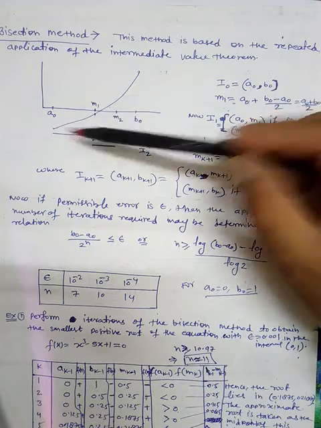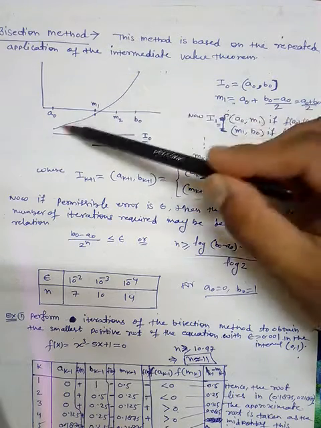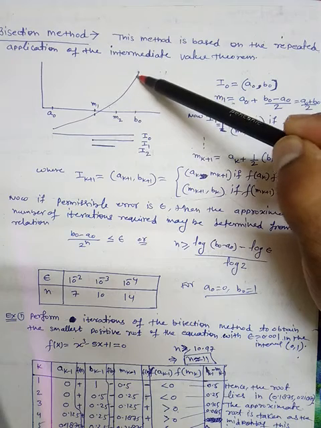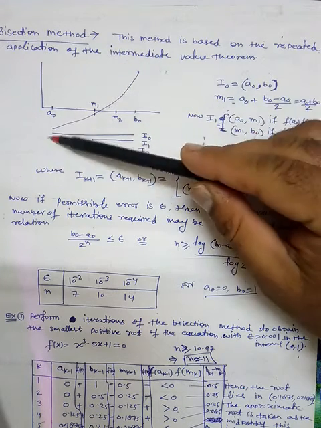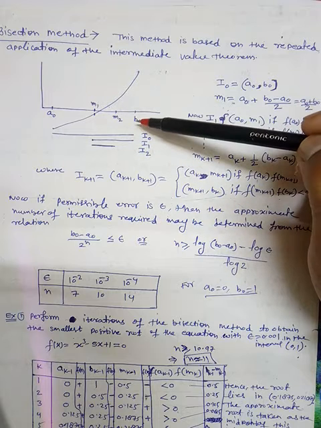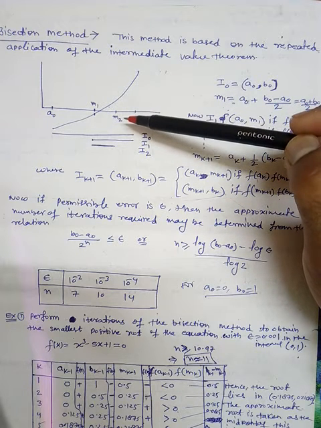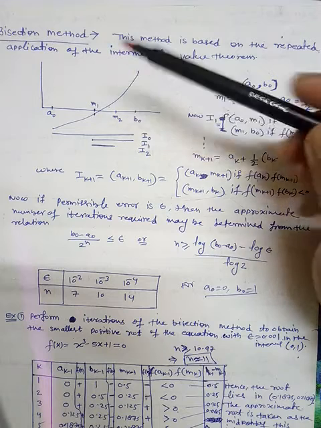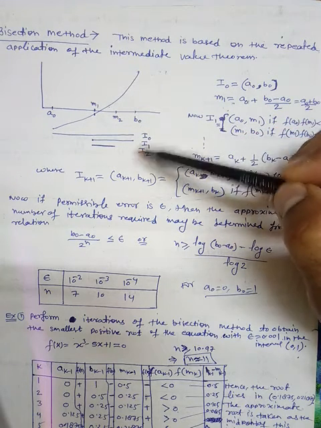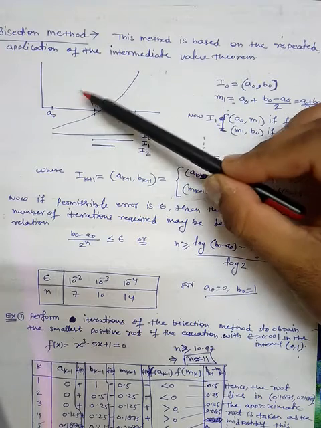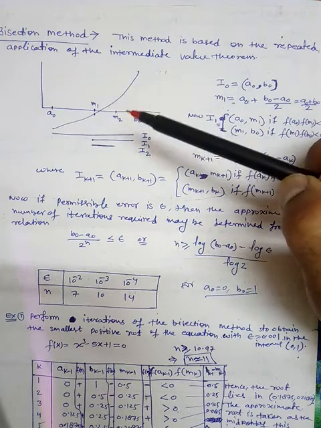Then obviously the product of these two values, f of a and f of b, will be negative. Then the function intersects the x-axis an odd number of times, maybe 1, maybe 3, maybe 5, etc. So here we repeatedly apply this theorem, the intermediate value theorem, in this bisection method.